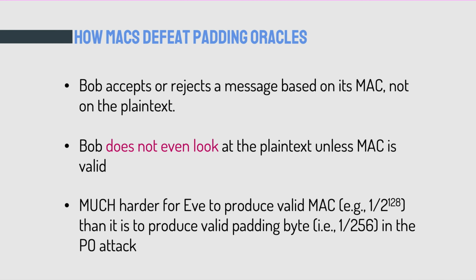Now let's go back to our padding oracle example. The idea is that Bob is not even going to look at the plaintext unless the MAC tag was valid. And therefore, he's not even going to look at the padding to see whether it was valid or not. And this makes Eve's life much harder. Without message authentication codes, approximately 1 out of 256 randomly chosen ciphertexts are going to have valid padding. But with message authentication codes, that probability goes way down.